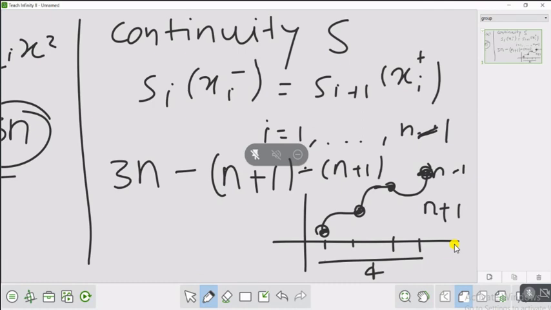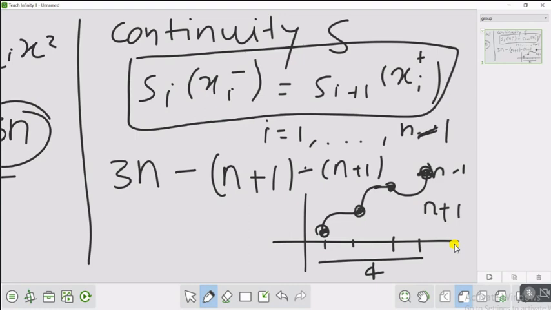Sir, please just repeat the last line that you told us just now. I am saying you have to use continuity of S. Okay. The spline is continuous and its derivatives are also continuous. Just let me tell you that we have continuity of the spline.